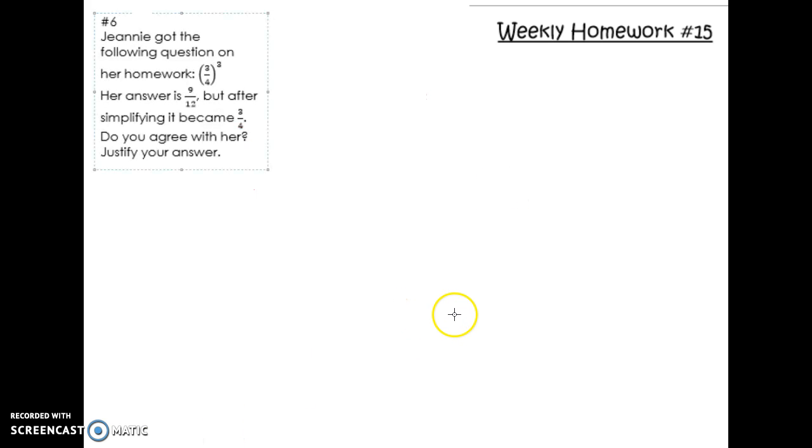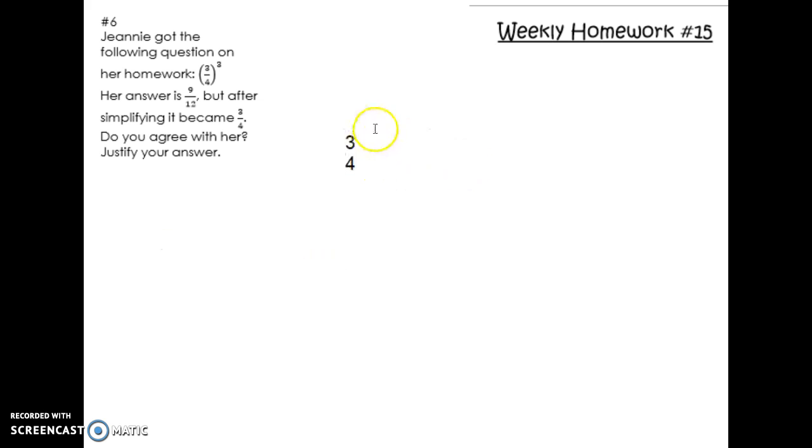You know what? I figured I'd put Wednesday on here as well, while I can. So Jeannie got the following question on her homework. 3/4 to the third power. Her answer is 9/12, but after simplifying it, it became 3/4. Do you agree with her? Justify your answer.